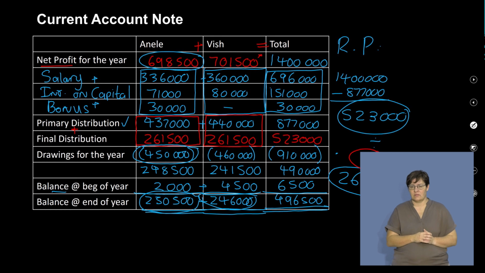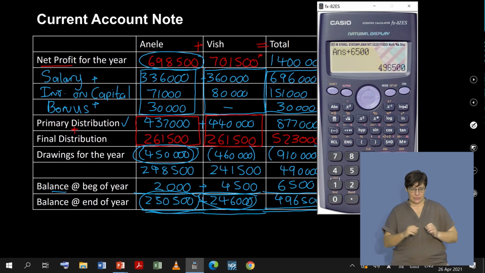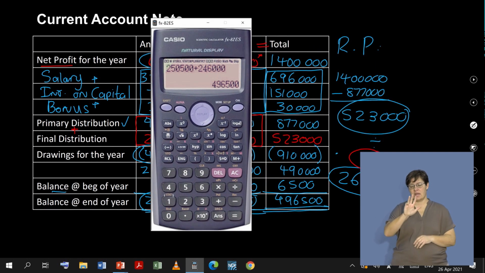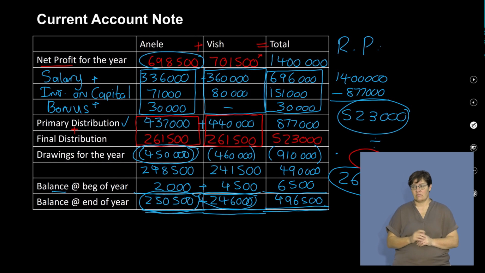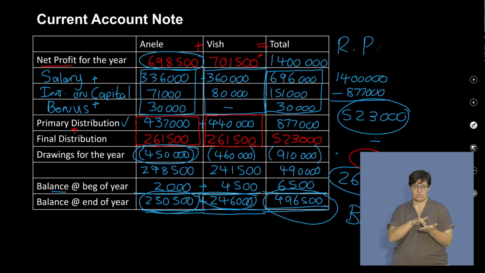Let's just quickly check that we do get the same total and that we haven't made any errors. So 250,500 plus 246,000. Okay, and there we go. It should be the same amount that we've got. Yes, it is 496,500. Okay, and this is the amount I will then take to my statement of financial position or to the balance sheet.